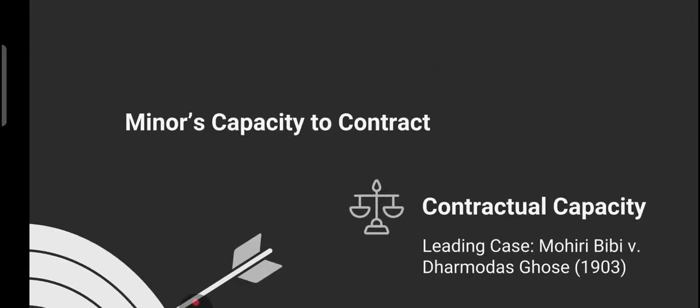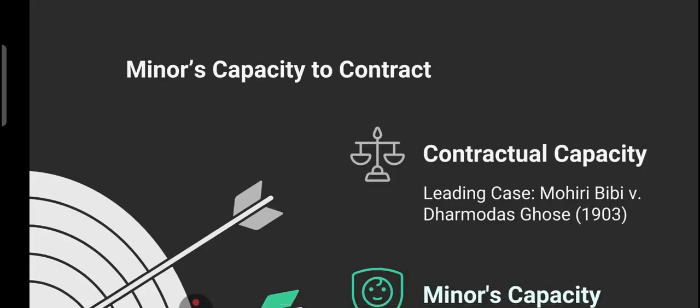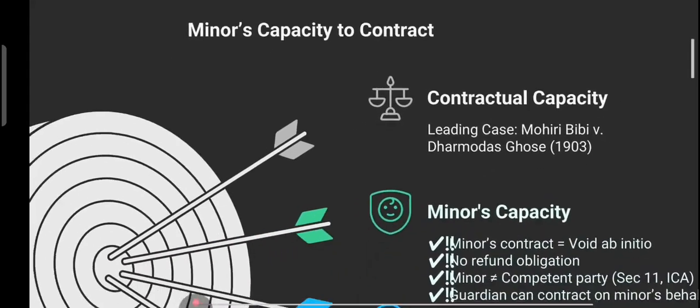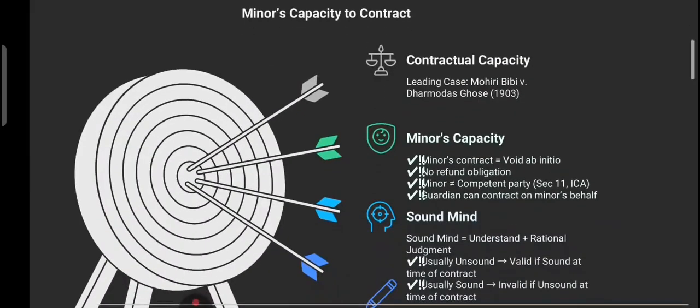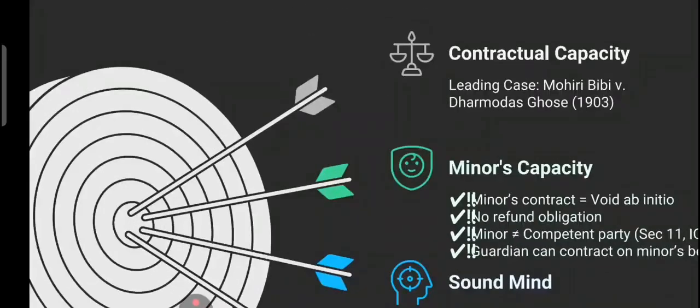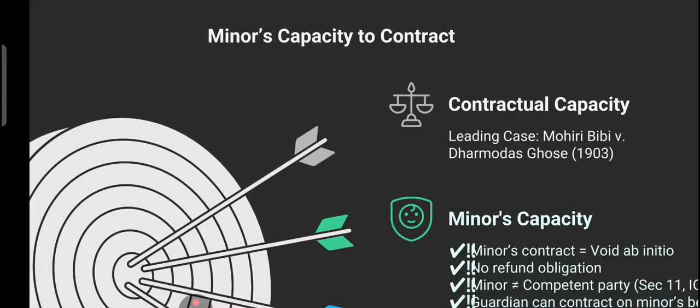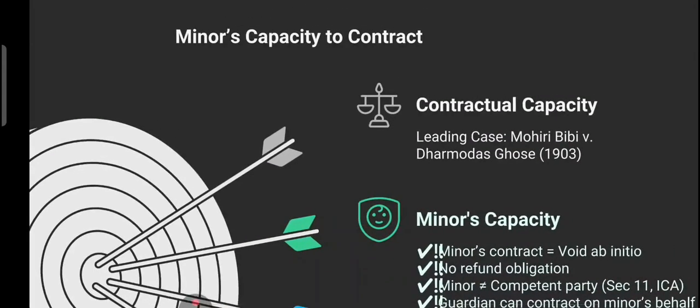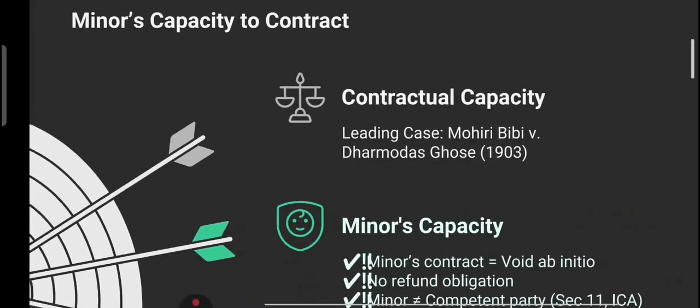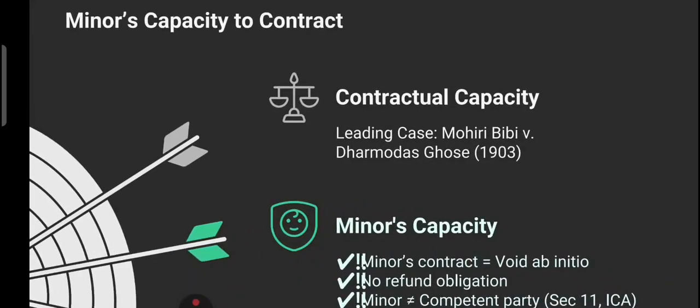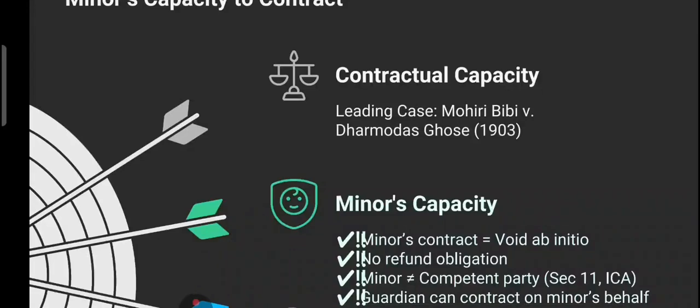Let's explore one of the foundational limitations in contract law, that is called minor capacity to contract. In this slide we will cover everything regarding minor capacity to contract. This principle was firmly established in the landmark case of Mohori Bibi versus Dharmodas Ghose, which set the precedent that a minor's contract is void ab initio. What does it mean? It means it is invalid right from the beginning.